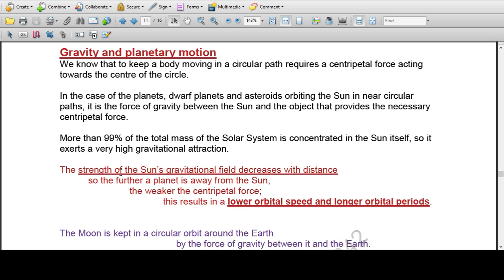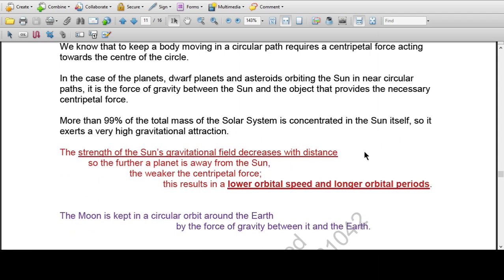The strength of the Sun's gravitational field decreases with distance. So the farther a planet is from the Sun, the weaker the centripetal force. This results in a lower orbital speed and a longer orbital period. If the planet is far away from the Sun, its orbital speed will be slower and it will take longer to orbit the Sun.